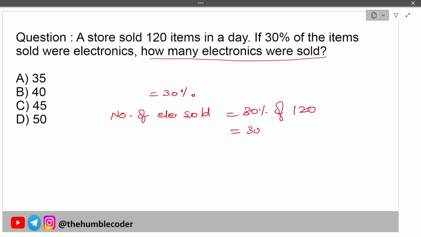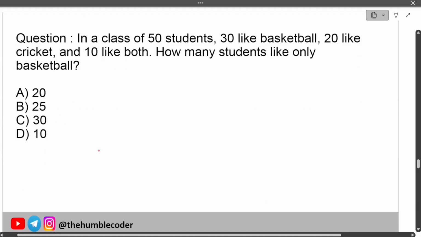So 30 by 100 into 120. So this will cut off, and the final answer that we will get is 36. Okay, so do we have 36 as the option? No, again the option is not there, but the answer for this question is 36. Let's move on to the next question now.